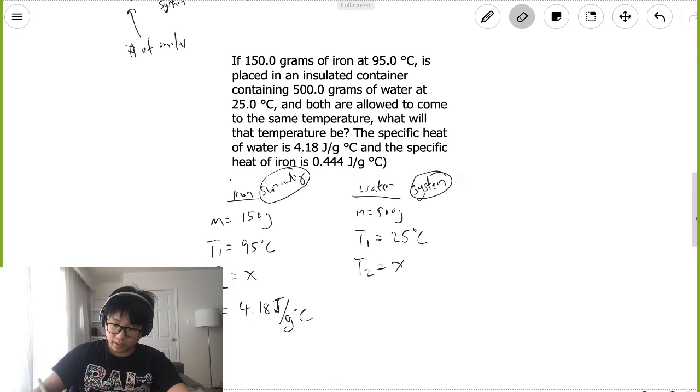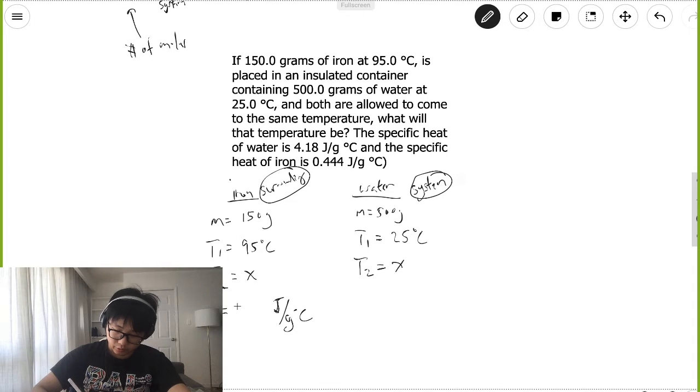Oh, whoops, I switched this around. This should not be 4.18 because iron is 0.444. And then the other one, C is going to be 4.18 joules per gram degree Celsius.